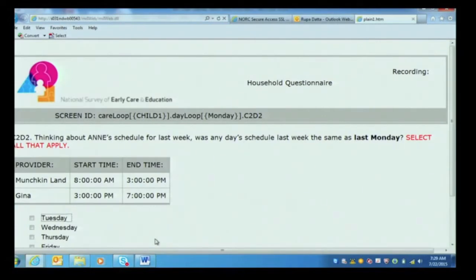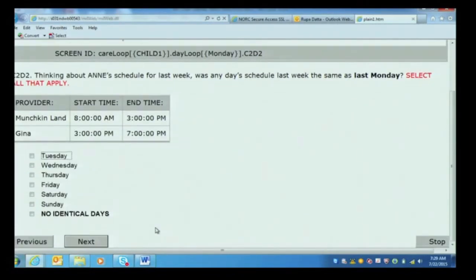Okay, so now for efficiency, we allowed respondents to collapse some information. So here we ask, thinking about Anne's schedule for last week, was any day's schedule last week the same as last Monday? And here what we can see is Anne's Monday schedule. She was at Munchkinland from 8 a.m. to 3 p.m., and then with Gina, her grandmother, from 3 to 7 p.m. And it turns out that, yes, last Tuesday and Thursday were the same. So we'll select Tuesday and Thursday.